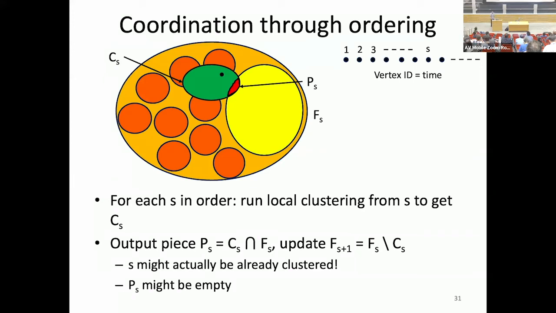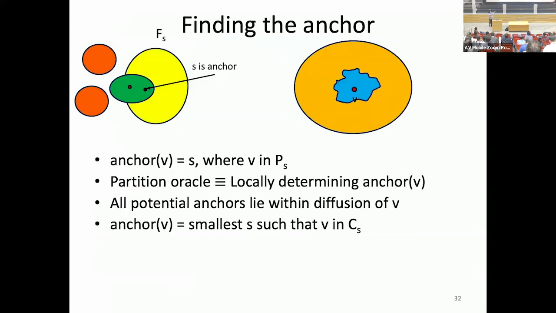And so the local implementation of the partition oracle is equivalent to finding the anchor for a vertex. So every vertex, if it knows its anchor, it can just do a BFS around it and find everybody who has the same anchor. That is its piece. And so the partition oracle is equivalent to locally determining the anchor. And all the potential anchors lie within a diffusion of V, because the diffusions are symmetric. If you had clustered this vertex V starting from S, then if you diffuse from V, you will also reach S.